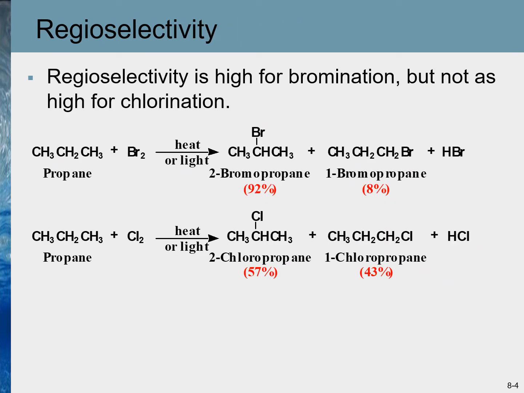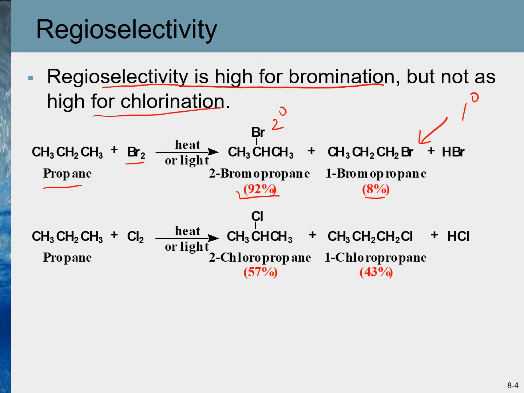The regioselectivity is quite high for bromination reaction, but it is not as high for chlorination reaction. For example, the reaction between bromine and propane gives 92% 2-bromopropane and only 8% 1-bromopropane. If you look closely, you will find that the major product, which is 2-bromopropane, is a secondary alkyl halide. On the other hand, the minor product is a primary alkyl halide. We will come back to it in a little while. Just remember that in case of bromination, the secondary alkyl halide is the major product over the primary.